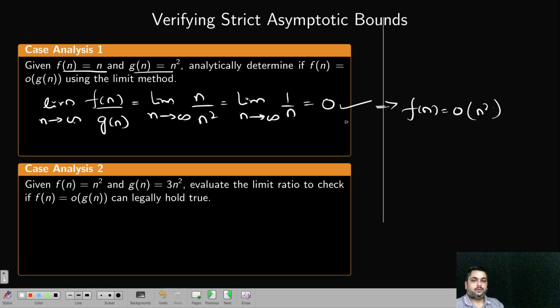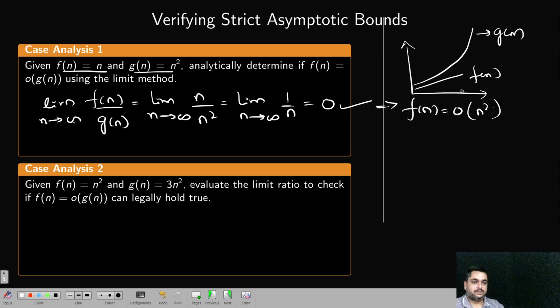That means what? For large input, graphically, n is a straight line. This is my f of n. N square for large input grows like this. The growth rate is very high for g of n compared to this. Then definitely I can say f of n is always below this, always less after some n naught. That is always true. This n naught will be there. So that is the concept of how you find it.